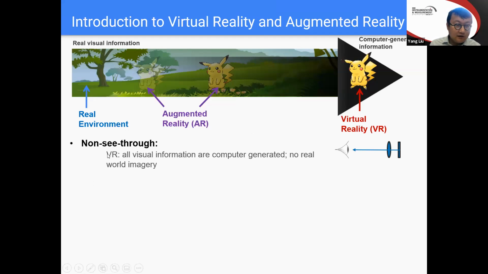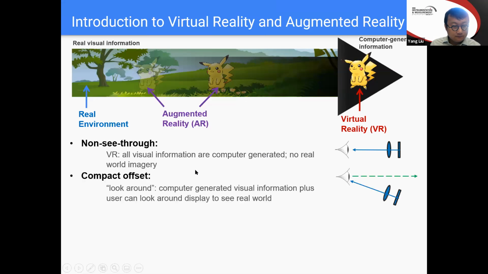So the first way is called a non-see-through configuration, where all visual information is computer generated and you don't have any real world imagery. A non-see-through configuration is something you might be familiar with from the Facebook Oculus. That is a headset that's non-see-through and just VR only.